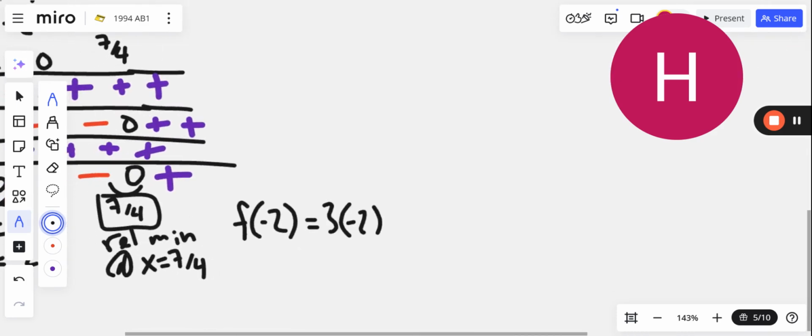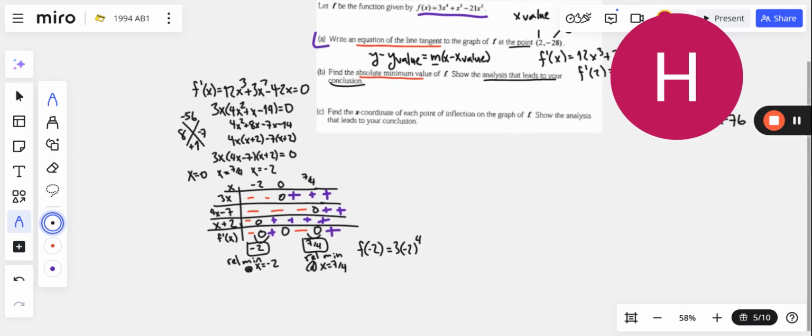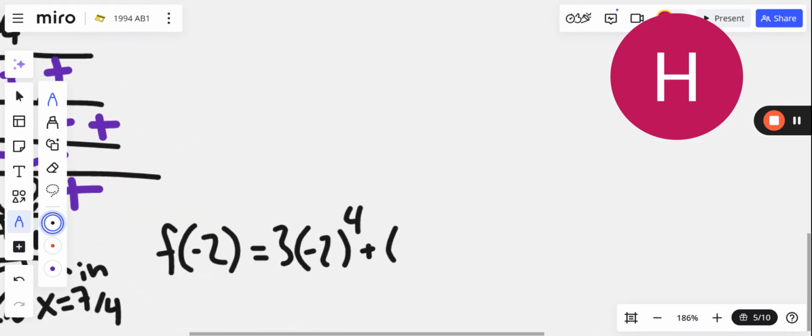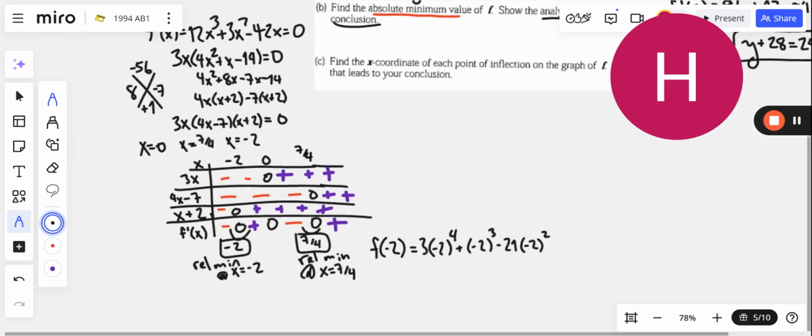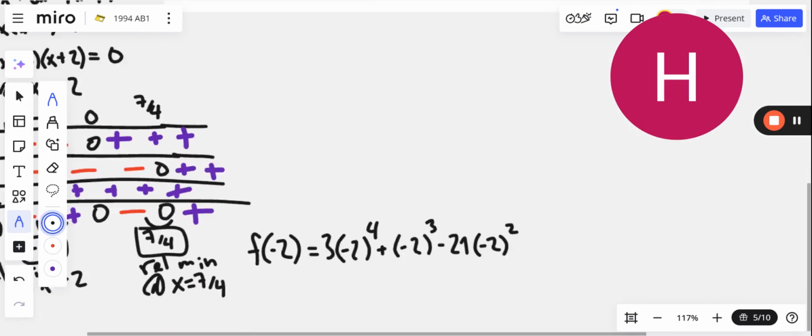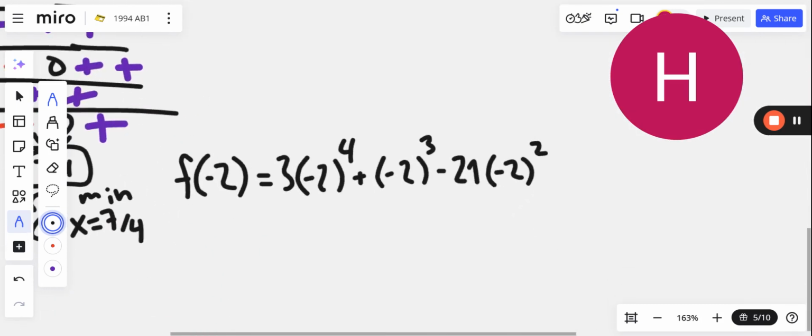So this is going to be 3x to the 4th, negative 2 to the 4th. Let's see, plus x cubed, so plus negative 2 cubed. And then minus 21 times negative 2 squared. Okay, let's see what that comes out to be. So we have 3 times 16, which is 48, that's positive, minus 8, and then minus 21 times 4, which is 84. Okay, so if we have 40 minus 84, that's negative 44.